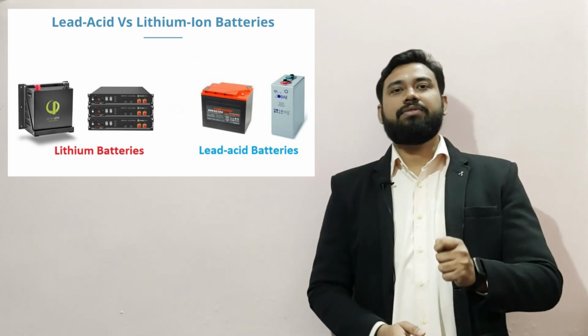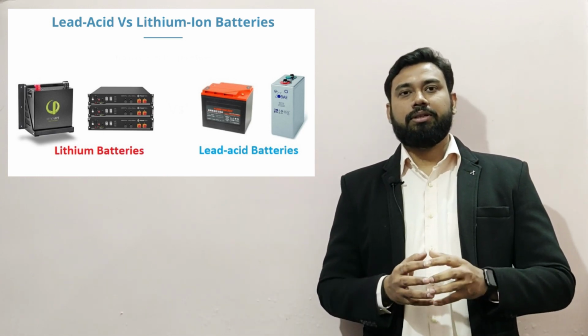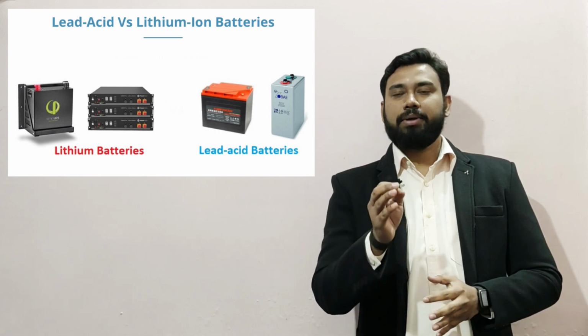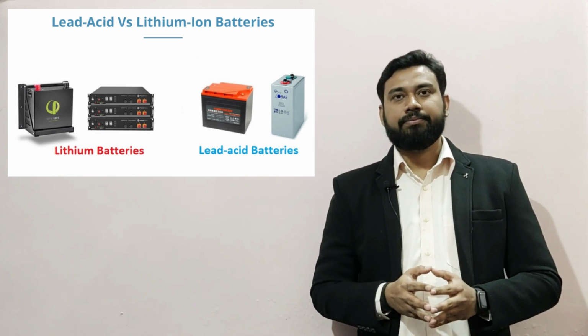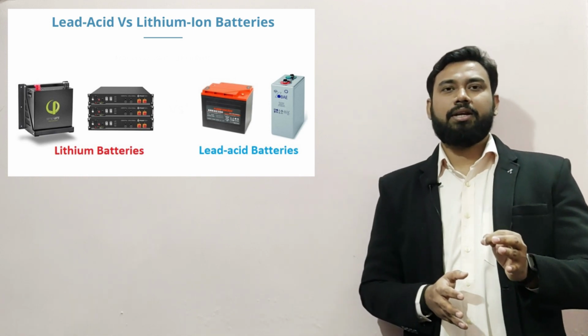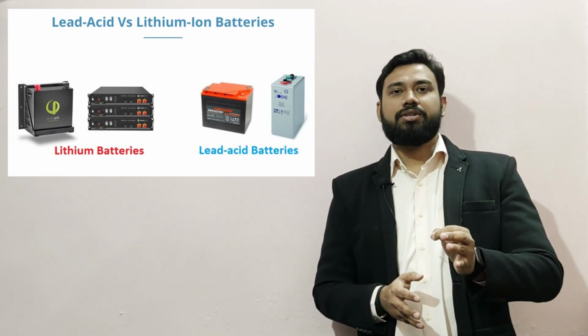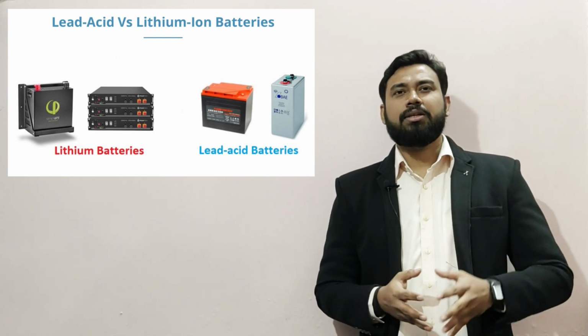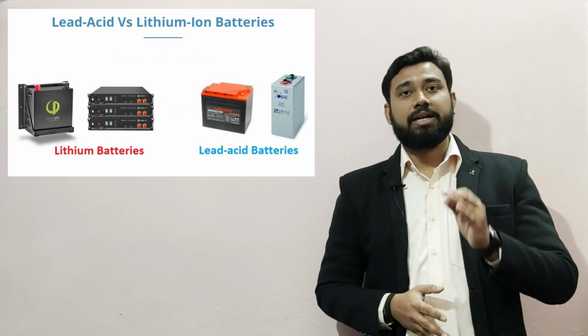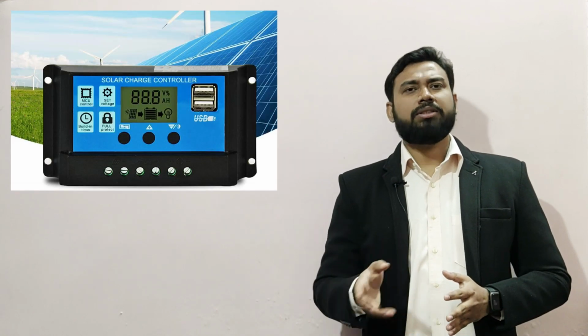So what is this deep discharge term? Depth of discharge means the actual amount of energy that can be withdrawn from the battery. The selection of solar batteries plays an important role. This battery selection depends on factors such as daily use of the load, efficiency, and the lifespan of that battery.